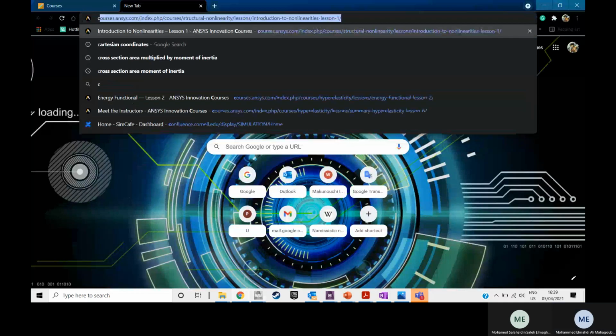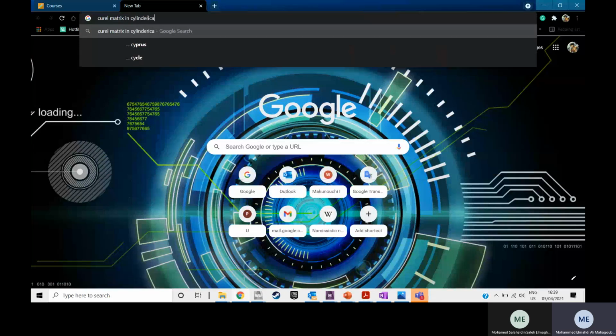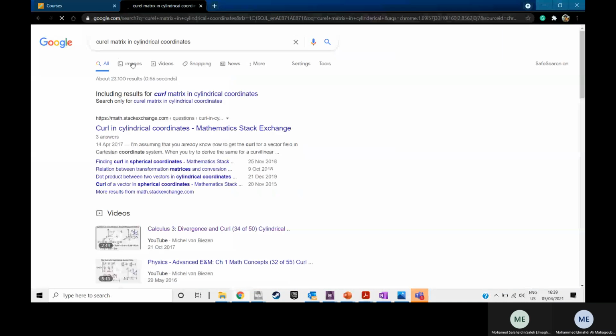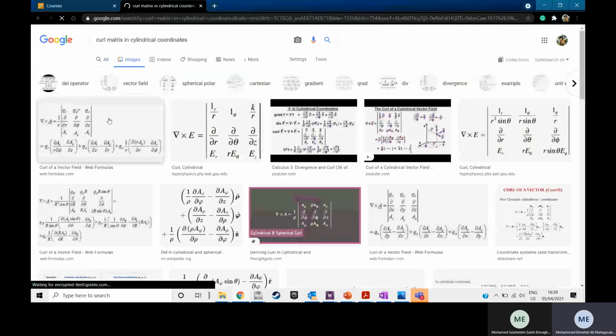So if you search for the curl matrix in cylindrical coordinates for the cross product.